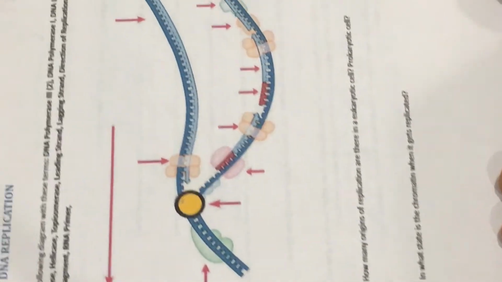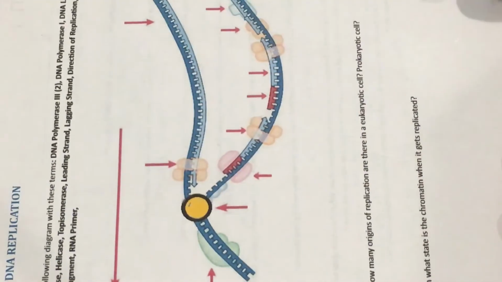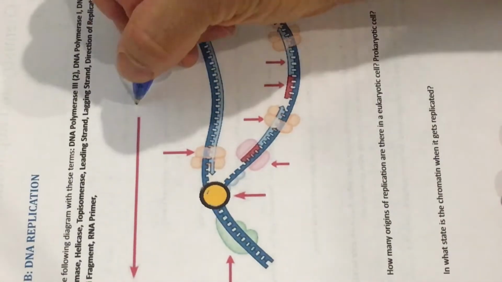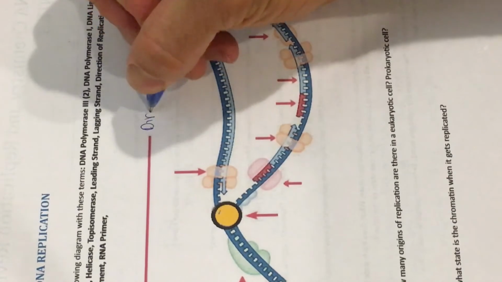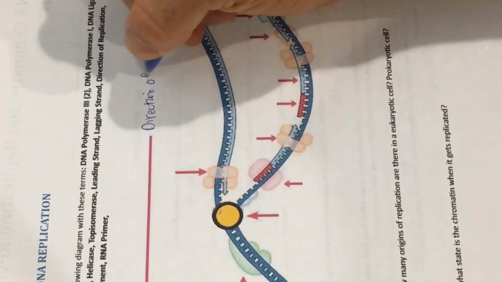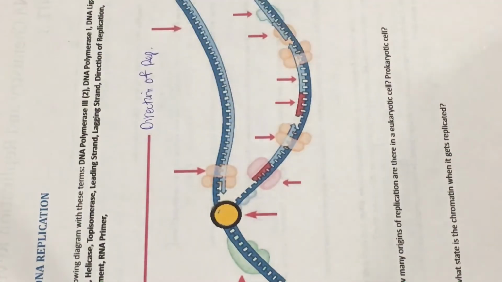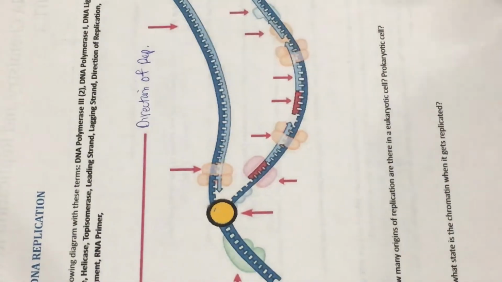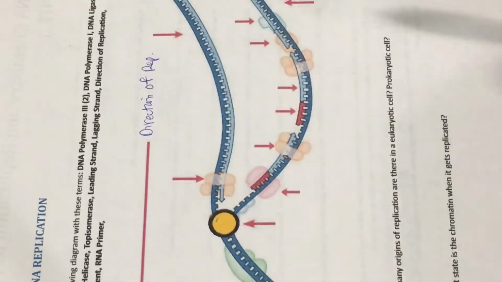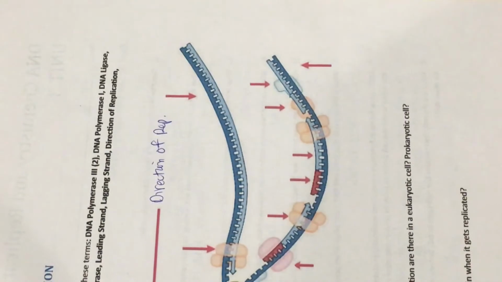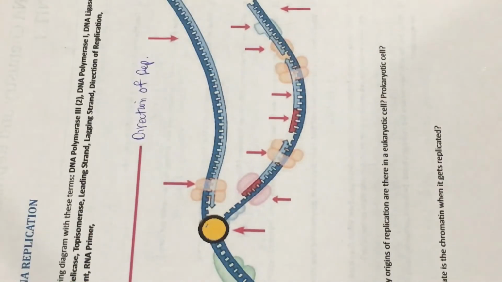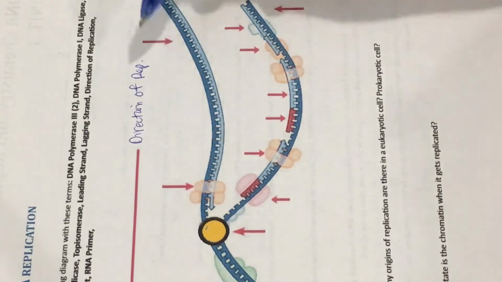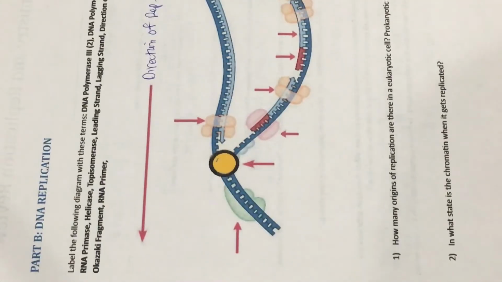All right, so let's start off at the top. We have direction of replication. That's going to be this big arrow. So let's do the obvious ones first. Direction of replication. By the way, this is a figure that shows DNA replication. It's not exactly like the one in the exam, but it's pretty close to it. So we know that the direction of replication is going with that arrow.